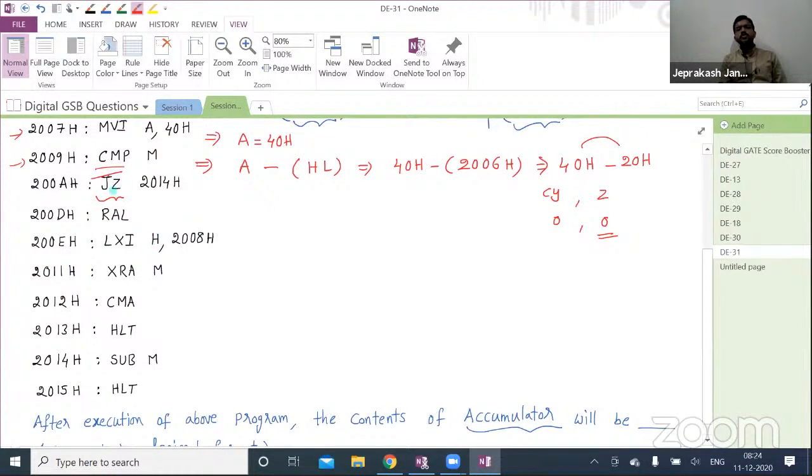See, this condition is true if the zero flag is set. But here the zero flag is reset. That means this condition is false, right? So it won't jump to 2014. It won't jump. It will execute the next instruction.